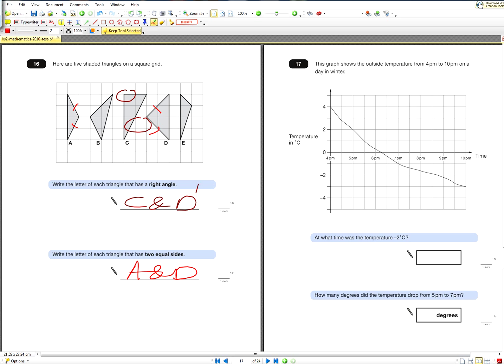Okay, next. This graph shows the outside temperature from 4 p.m. to 10 p.m. on a day in winter. At what time was the temperature -2? I'm going to use a little square tool here. What's this? Whoa. Okay, that was a bit crazy. Start again. You go to -2. You go up.